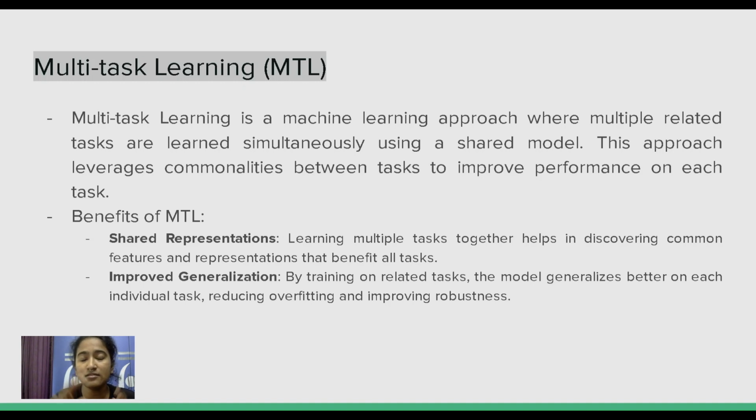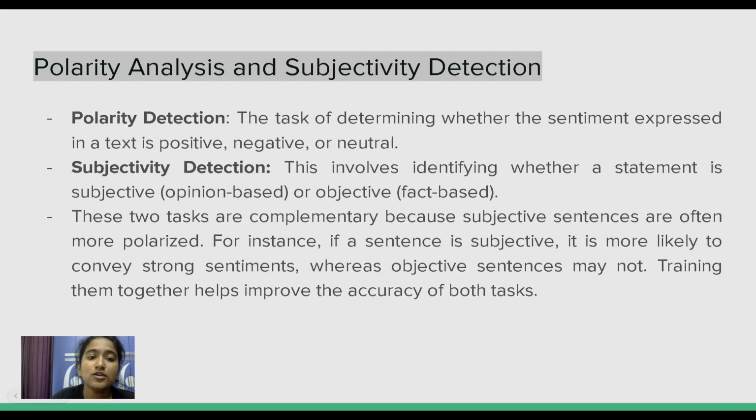So, in our paper, we have applied MTL to enhance accuracy of two complementary tasks: polarity detection and subjectivity detection. Polarity detection is basically determining whether the sentiment present in the text is positive, negative, or neutral. On the other hand, subjectivity detection involves identifying whether the statement is subjective or objective, that is, opinion or a fact. Subjective statements express opinion or feelings such as "movie was amazing," right? And it's also a positive statement.